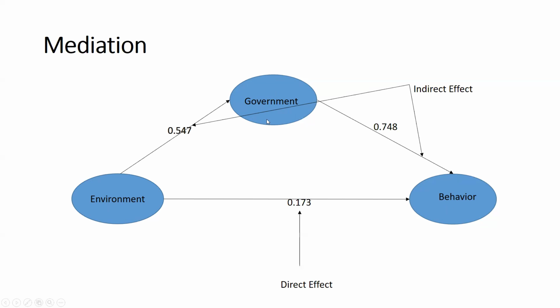But I want to check whether government, the government policies, plays any role in the direct relationship between environment and behavior. So this one is the direct effect between environment and behavior, which we will denote by C. Environment to government we will denote by A, and government to behavior by B. And now I will tell you how we got these numbers, 0.547, 0.748, and 0.173.